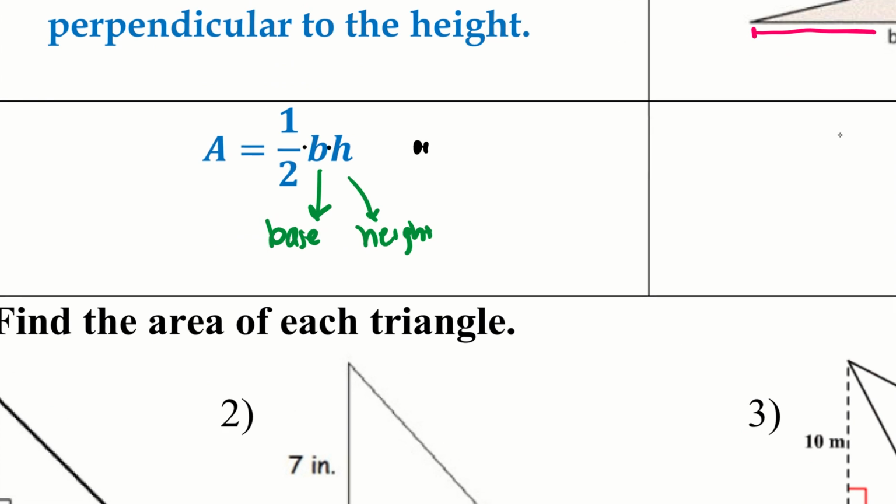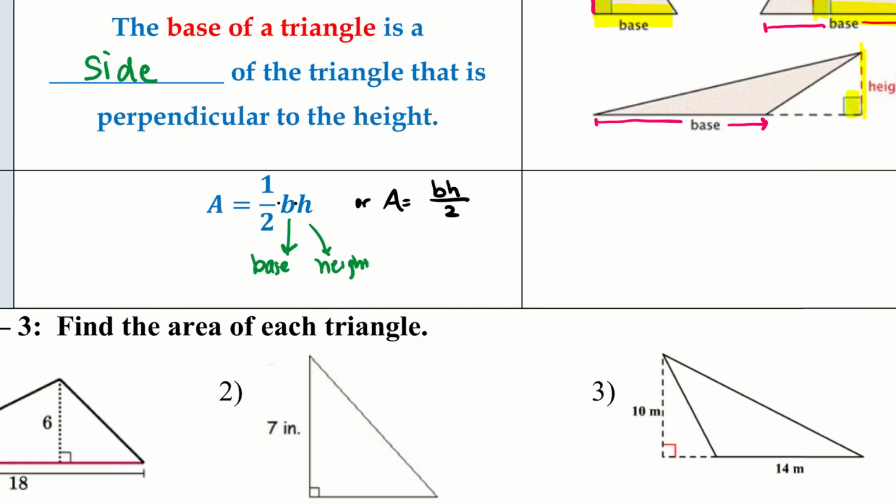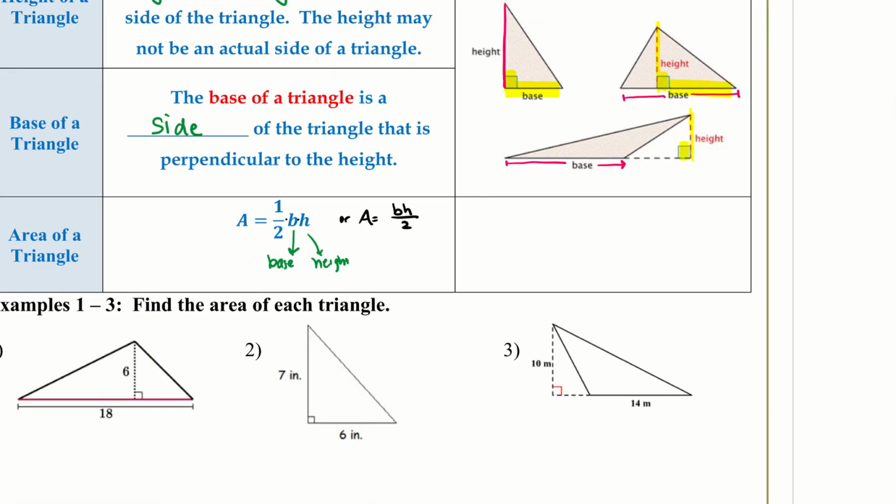Now, some people write it like this instead: base times height divided by 2. Multiplying by half and dividing by 2 are the same. So if you'd rather write it like that, that's up to you, whatever you prefer. You might be wondering where this comes from. Well, I'm going to look at a shape that we're a little bit more familiar with, a rectangle.